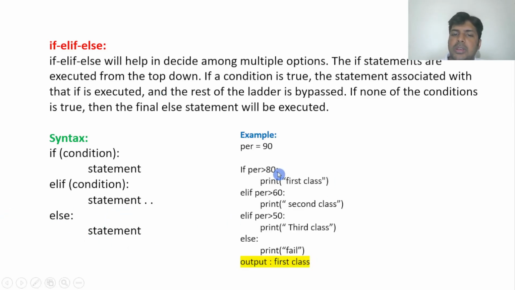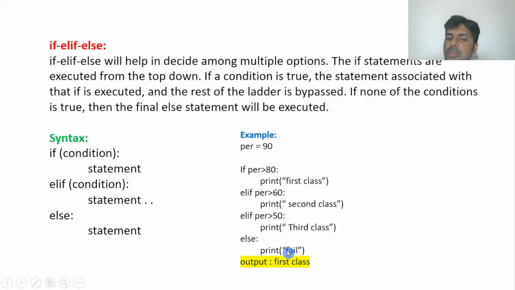For example, I have taken percentage 90, and I have given a condition: if percentage greater than 80, first class. Suppose the first condition fails, say I have taken percentage 40. Then it will move to the second condition. See, elif is also a condition. It will check percentage greater than 60. If it is 40, then it fails, so it will go to the next one. If the percentage is not greater than 50 also, it will just give fail.